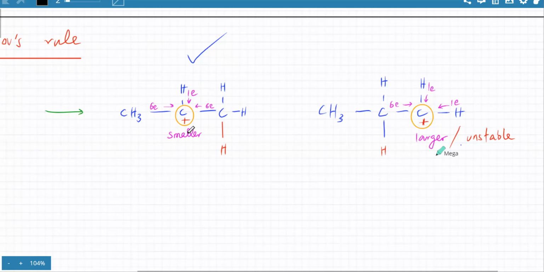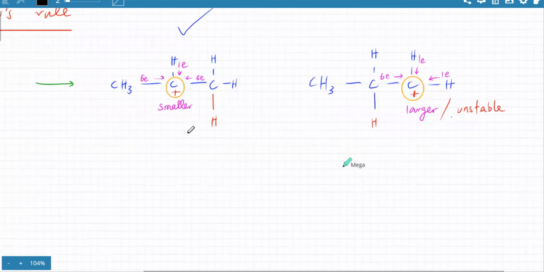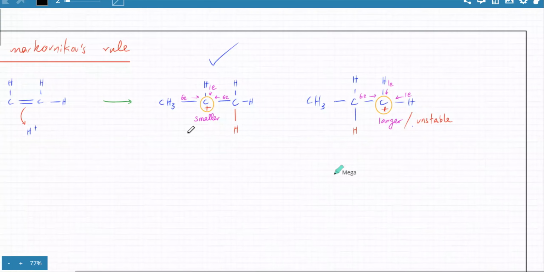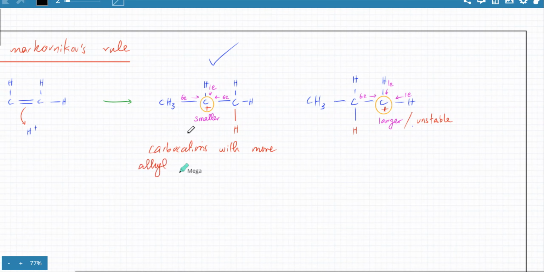So I'm going to write this now. I'm going to write the explanation, which is simply that carbocations. I mean, this is what you're going to write in the paper. So carbocations with more alkyl chains.